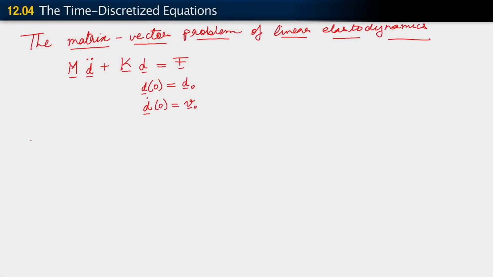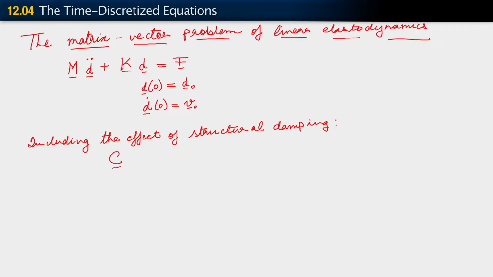Okay, so here's how this was done, including the effect of structural damping. The way this would be done would be to include a damping matrix C. I'm just following the standard notation that tended to be followed in this business. So we have yet another matrix C.